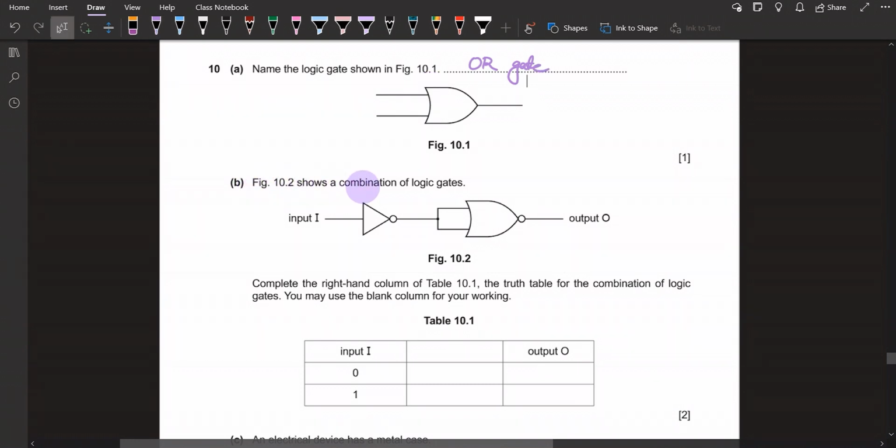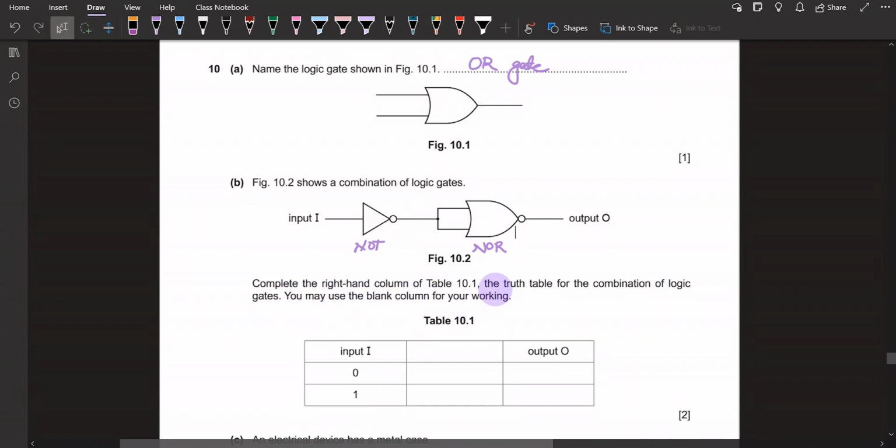figure 10.2 shows a combination of logic gates. This is NOT gate and this is NOR gate. And the reason this is NOR is because this circle is there in front, which indicates that it is not OR. Complete the right-hand column of table 10.1, the truth table for the combination of logic gates.